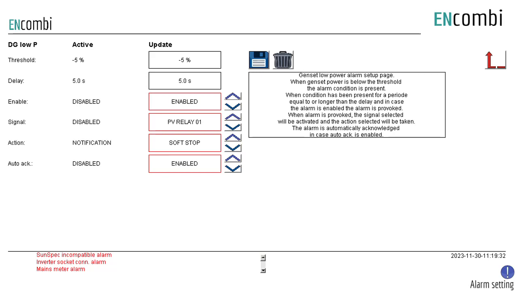The next selection is actions. Here you can set what kind of action you need for such scenarios. If you select notification, you will see the alarm on EC Web as a warning notification, creating a log entry. But the soft stop selection will stop the PV plant with power ramp down, and the hard stop will stop the PV plant without power ramp down. The alarm will be automatically acknowledged in case auto acknowledge is enabled.